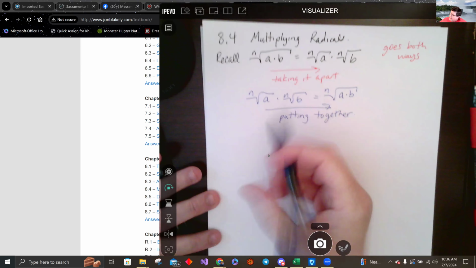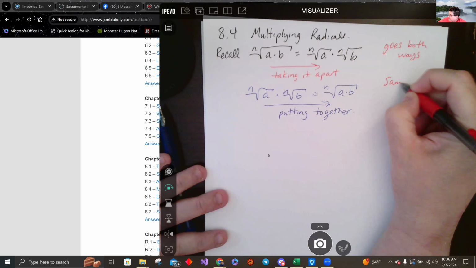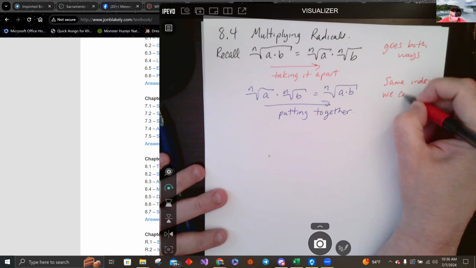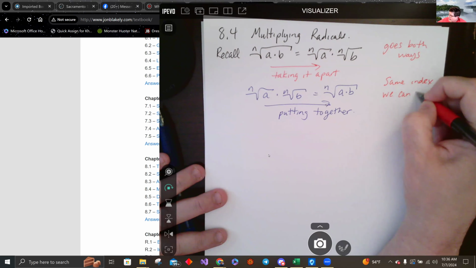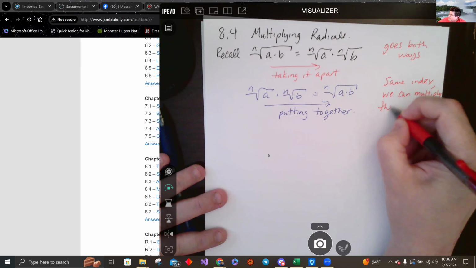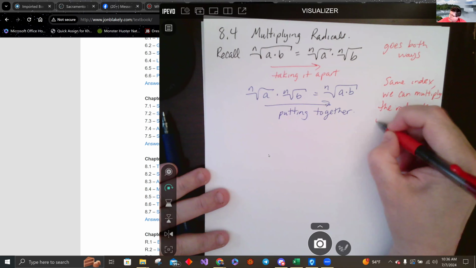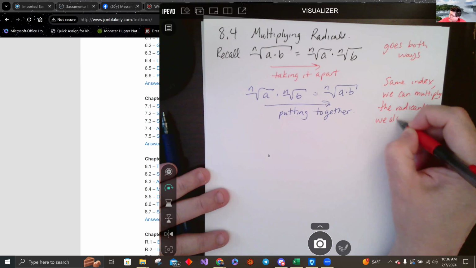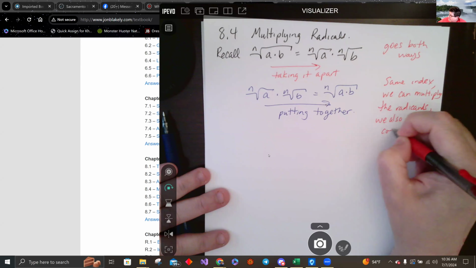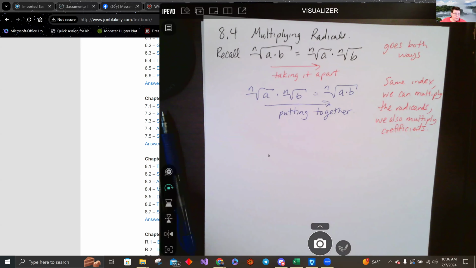So what this says is if we have the same index, we can multiply the insides. Multiply radicands. We also multiply coefficients. Okay.